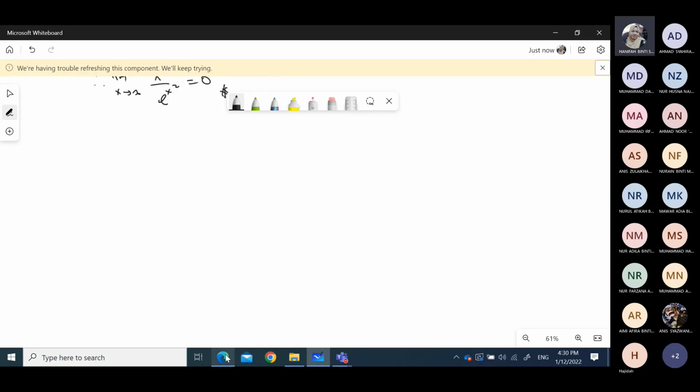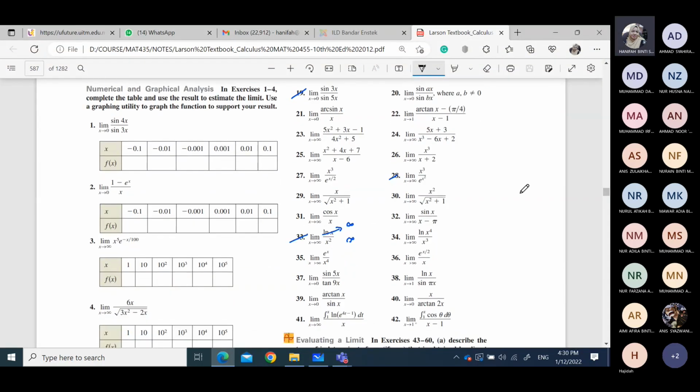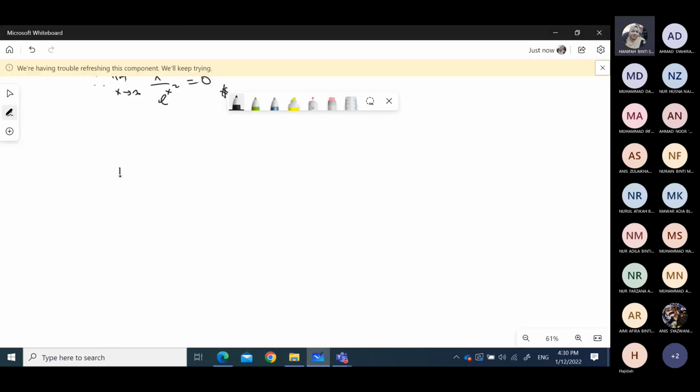Alright. So next, number 33. We have the natural log of x over x squared, where x is approaching infinity. So limit x approaches infinity of natural log of x over x squared. Here we have infinity over infinity, so apply L'Hopital's rule.